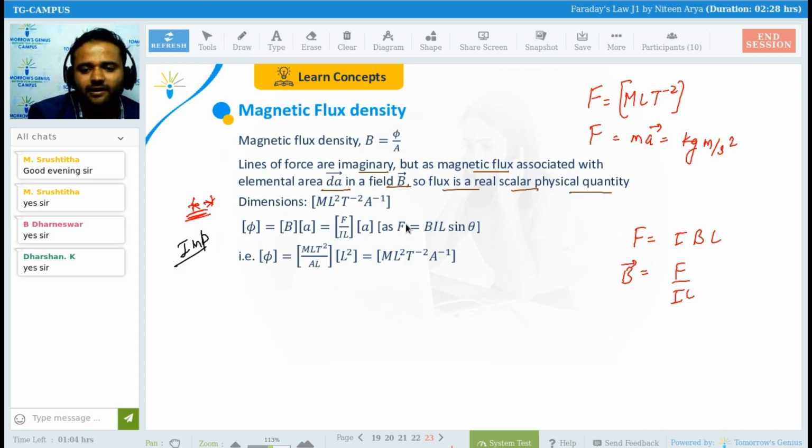Force divided by I L. I have a separate dimensional formula for current. In some books you can see it this way or this way. A is ampere here, not area. I is current. There are a few books in which you directly see I as a dimensional symbol. In MLT, M stands for mass, L stands for length, T stands for time. Clear, everyone? So that is important.